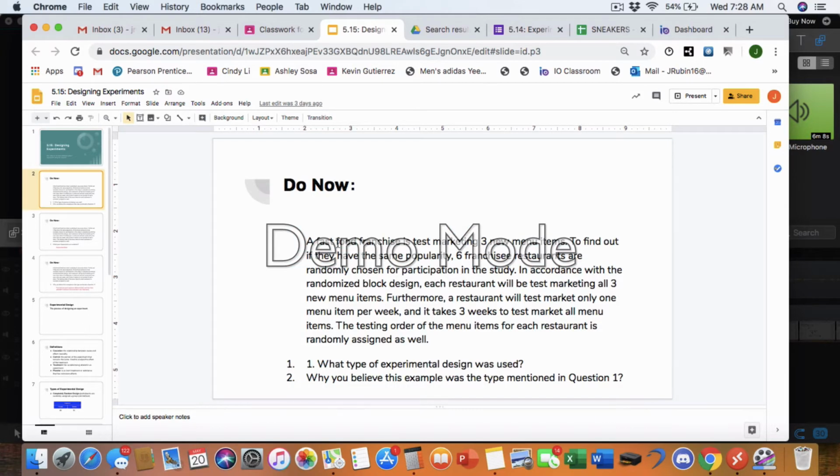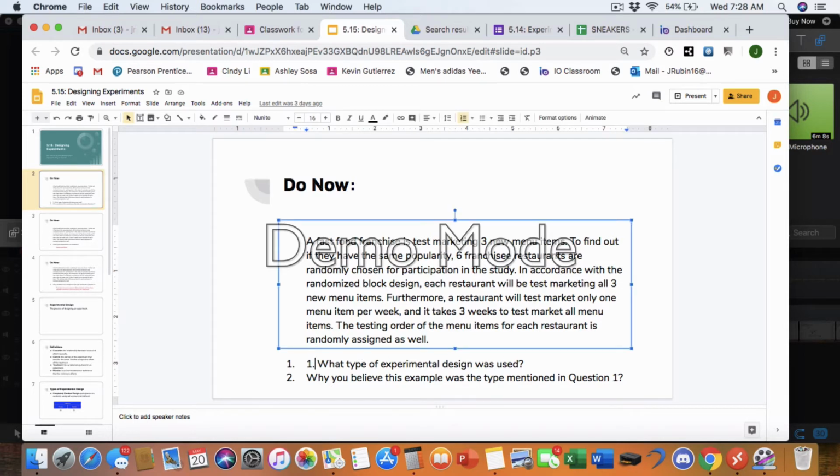So you have this scenario. You're going to read through it and then you're going to answer what type of experimental design was used and then why do you believe this example was the type mentioned in question 1. So why do you believe that your answer was correct?